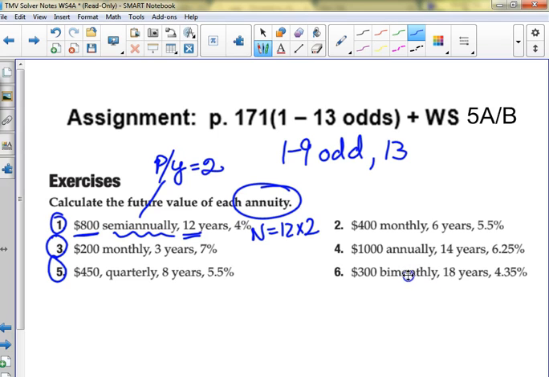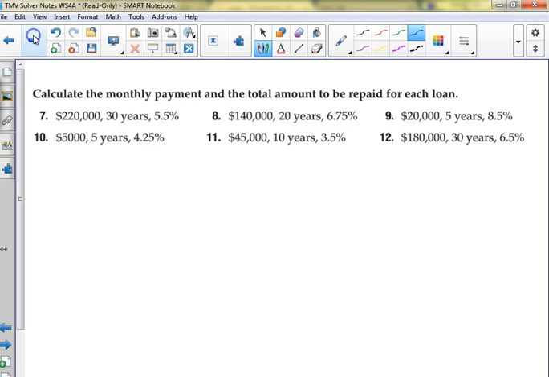Bi-monthly would be twice a month, so you'd have 24 payments, but you don't have to do the even ones anyway. Anybody need more time to write anything down? Annuity means you're looking for a future value. And the fact that this first one says semi-annually means you're going to make P per Y and C per Y 2. And it says for 12 years, so you do 12 times 2. Okay, I think you'll be okay with the rest of it.